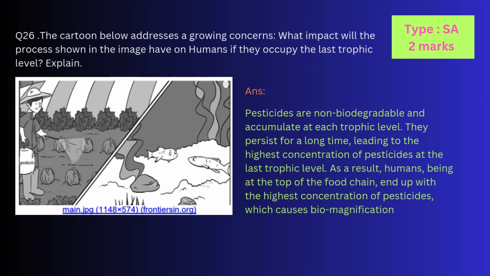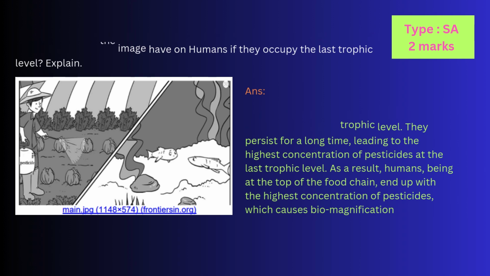So the pesticides, being non-biodegradable, will get washed into the river and accumulate in the fish. So as these pesticides move up the food chain, they accumulate at each trophic level. Since humans occupy the last trophic level, they will end up with the highest concentration of pesticides, leading to biomagnification. So this means that the process shown in the image will result in humans at the top of the food chain experiencing harmful effects from the accumulated pesticides.